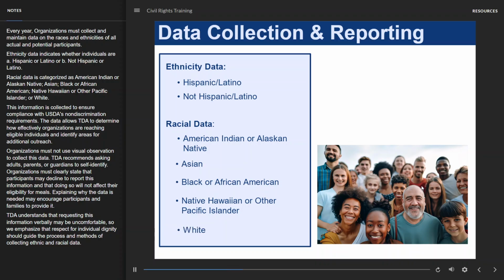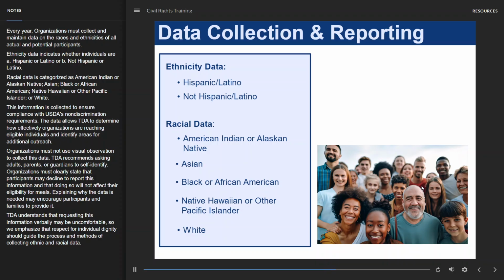This information is collected to ensure compliance with USDA's non-discrimination requirements. The data allows TDA to determine how effectively organizations are reaching eligible individuals and identify areas for additional outreach. Organizations must not use visual observation to collect this data. TDA recommends asking adults, parents, or guardians to self-identify.